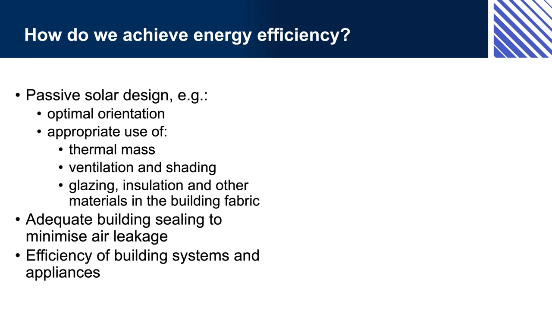How do we achieve energy efficiency? Optimal orientation is key. A building that is well positioned on the block to catch winter sunshine and reduce summer sunshine, for example, in southern latitudes, will be much more comfortable to live in than one that is poorly positioned and will need far less mechanical heating and cooling. This is one of the simplest and most effective ways of obtaining good energy efficiency, although it is not enough on its own. The materials used in the building fabric also play a role.